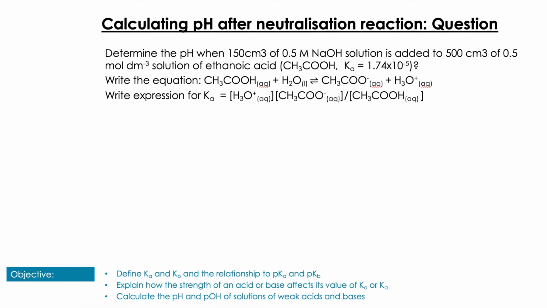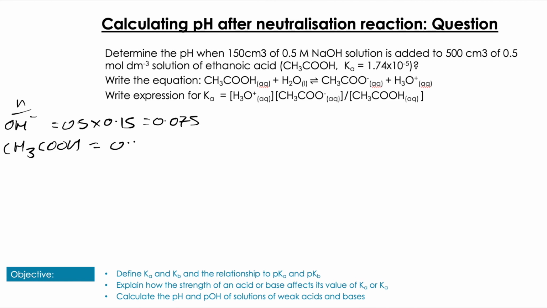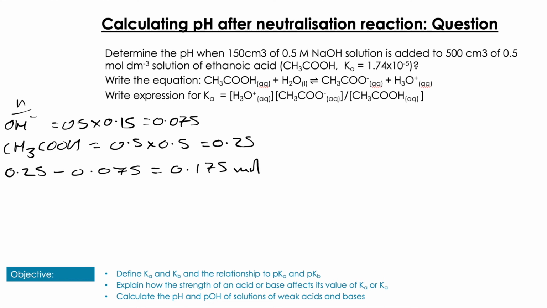Okay, let's go through this question bit by bit. Remember, the first thing I want to do when I've got a reaction going on is find out how many moles I've got left over. So I'm going to find my moles of hydroxide ions, which is 0.075 moles. And then I'm going to find my moles of ethanoic acid, which is 0.25 moles. I'm going to subtract the smaller one from the larger one, which gives me 0.175 moles of ethanoic acid remaining. I'm going to add those volumes together. Remember, don't forget that step, which is going to give me 0.65 decimeters cubed.